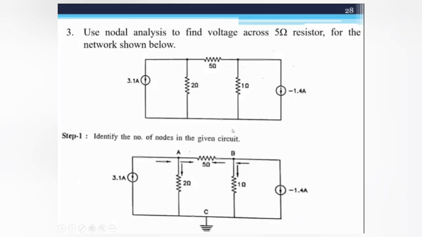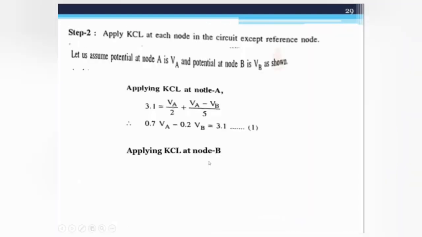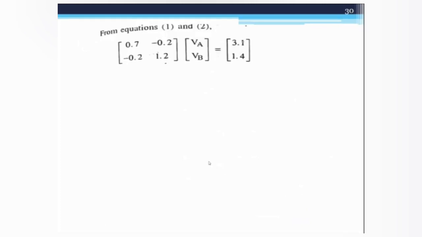Similarly, if we apply the KCL at node B, the direction is away from the junction, right? So as I told earlier, if the direction is away from the junction, it is negative. So negative into negative is positive. So it is 1.4 equals VB by 1 plus (VB minus VA) by 5. So our second equation becomes minus 0.2 VA plus 1.2 VB equals 1.4. Now again, prepare the matrix from these two equations. Our matrix becomes this one.